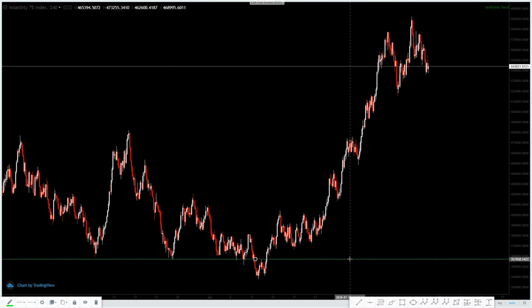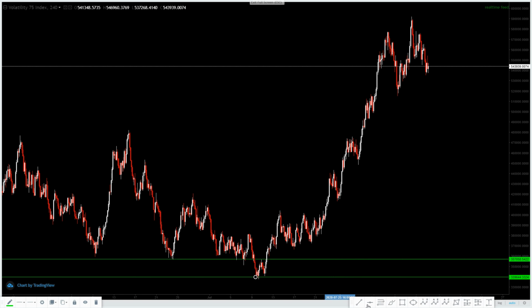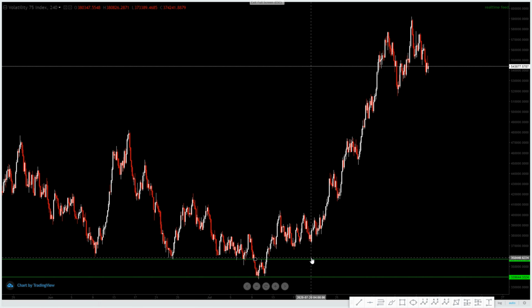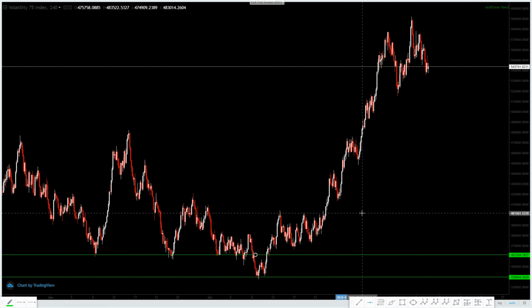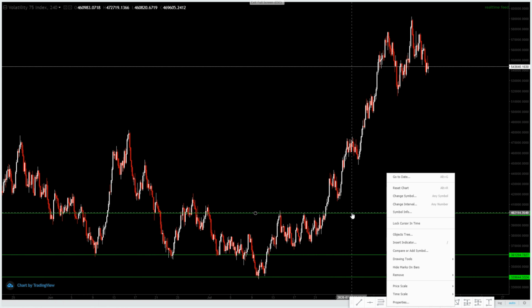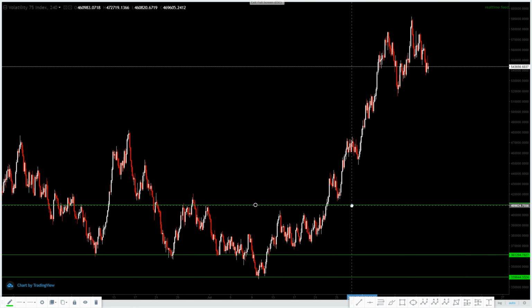Then you put your support and resistance levels right like this, because you need the most touches possible to put your support or resistance level, right? So right here it is our support and resistance level for this V75. So we're trying to put it right here, right?